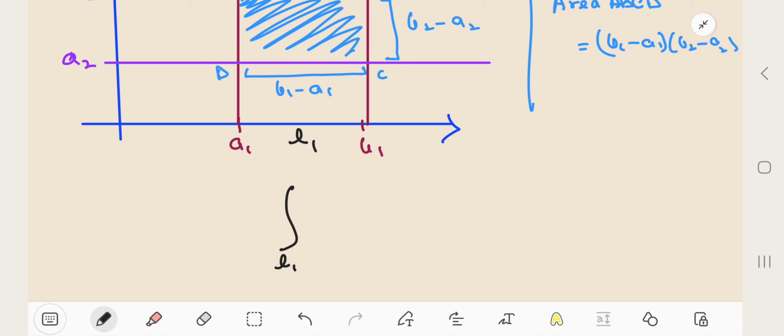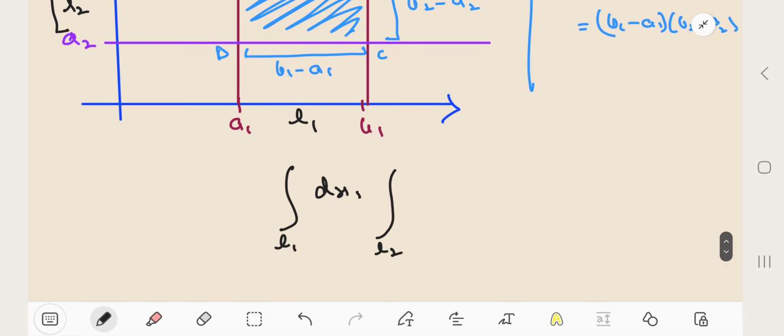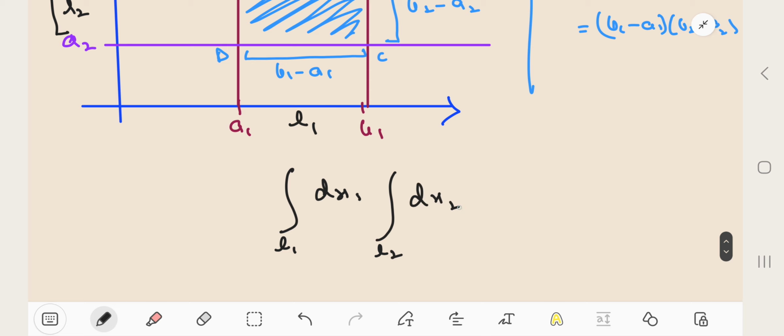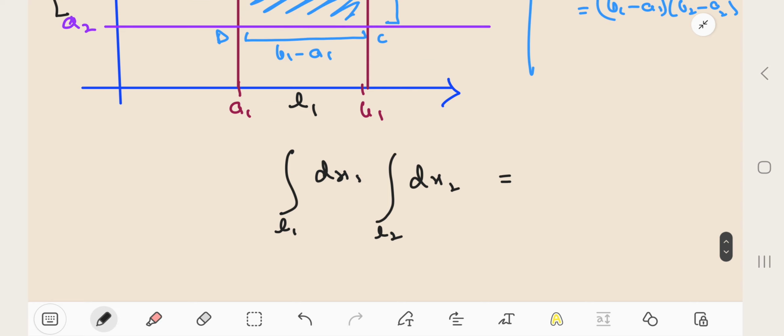So I can integrate over L1 over dx1, where the coordinates of the horizontal real axis are given by x1, and I can further integrate over L2, where I can just take this line to be L2, and I integrate over dx2, where x2 represents the coordinates over the other real axis. Okay. In short, I can typically do it as integration.